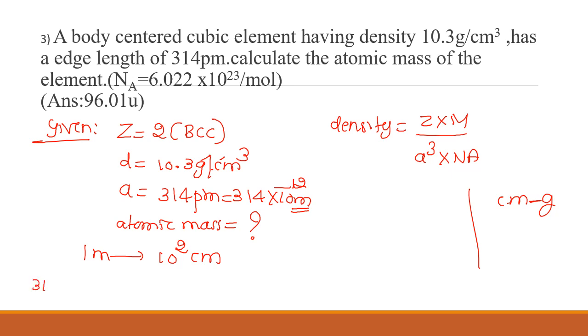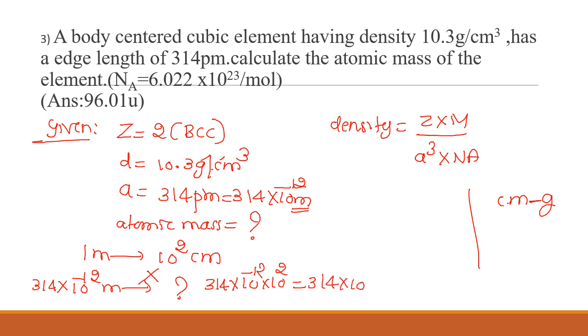Or 314 into 10 to the power minus 12 meter. How many centimeters? Do the cross multiplication here. 10 to the power minus 12 into 10 to the power plus 2, which is equal to 10 to the power minus 10 centimeters. Now we can substitute.